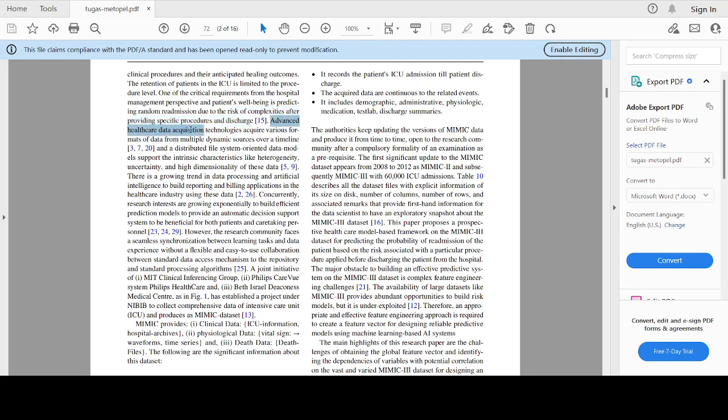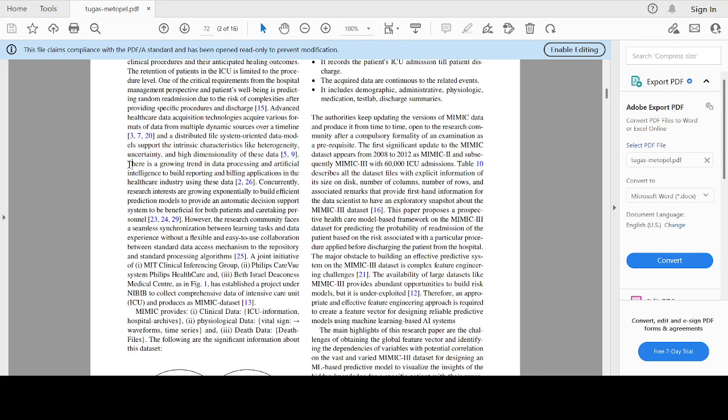Advanced healthcare data acquisition technology acquires various formats of data from multiple dynamic sources over a timeline, and a distributed file system-oriented data model supports the intrinsic character, like heterogeneity, uncertainty, and high dimensionality of this data. Okay, so this is entering the description of the need for healthcare data technology.